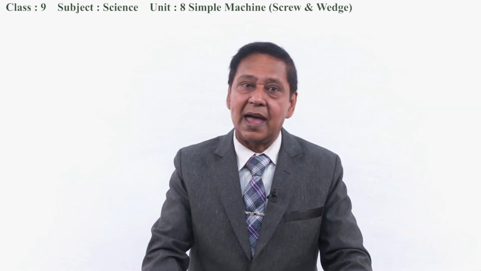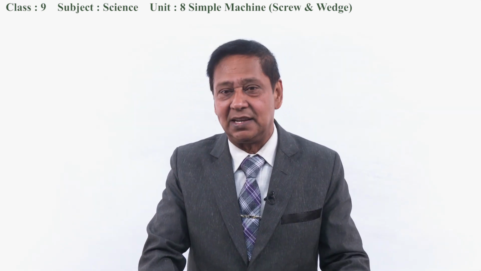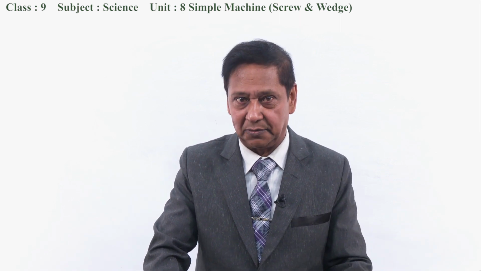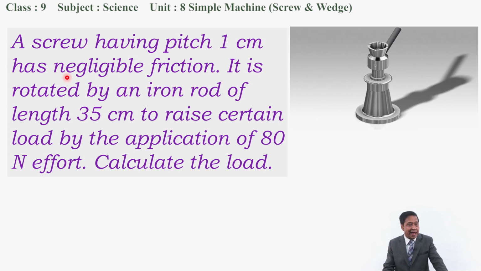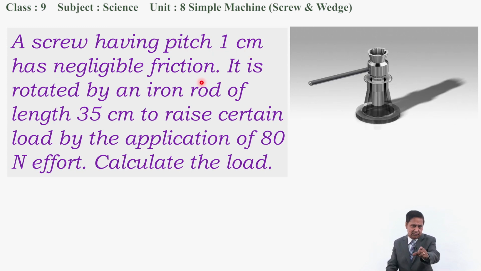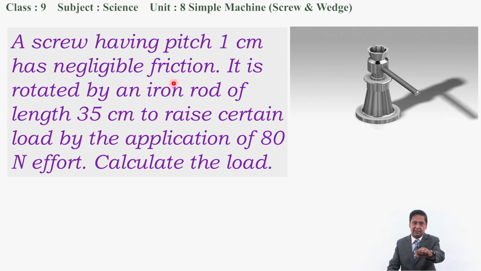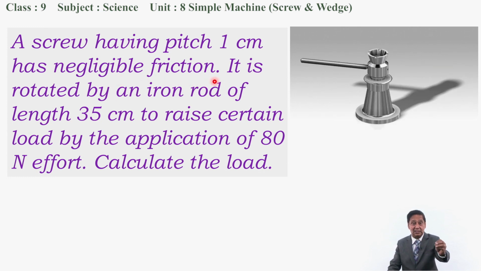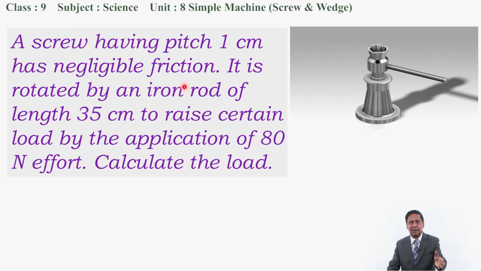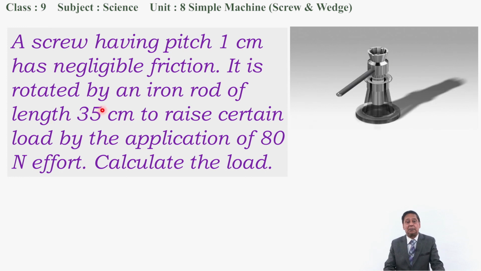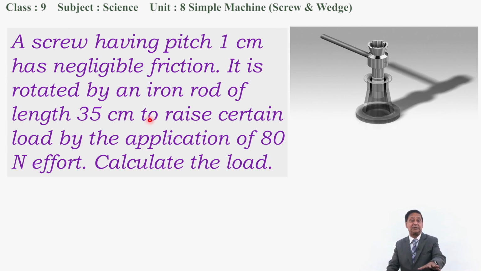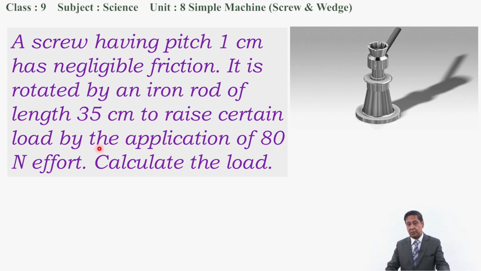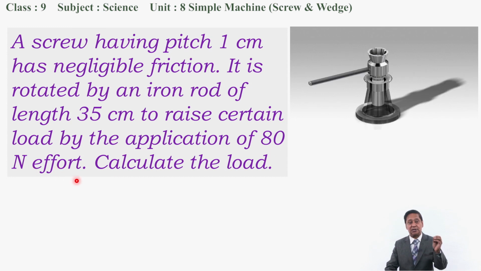Okay, now it's time to solve a numerical problem related to a screw. Let's go through this numerical problem. A screw having pitch 1 centimeter has negligible friction. Look at this word, negligible friction. Friction is nil. We can consider that it has 100% efficiency because it is frictionless. It is rotated by an iron rod of length 35 centimeter to raise a certain load by the application of 80 Newton effort.